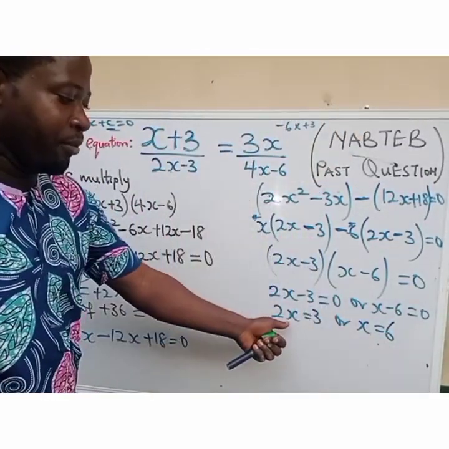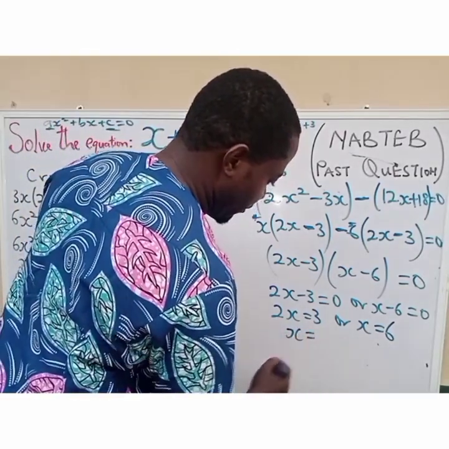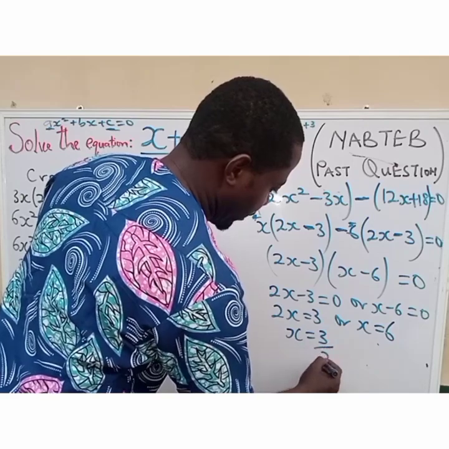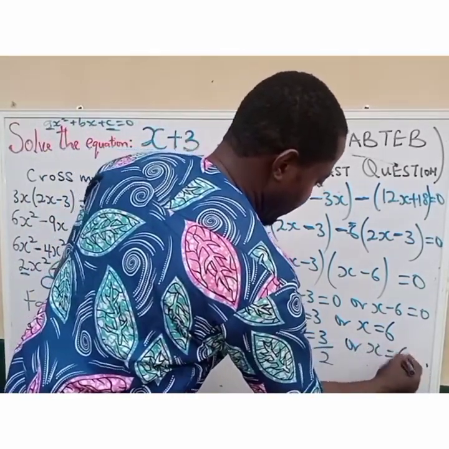Then here, I'm looking for the value of x, so I'm going to make x the subject of the formula, and that's going to give us x equals 3 over 2, or x equals 6.